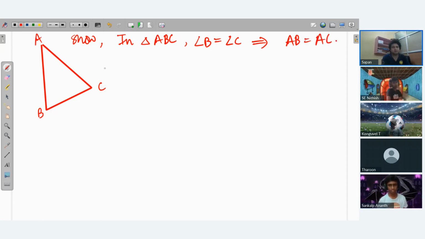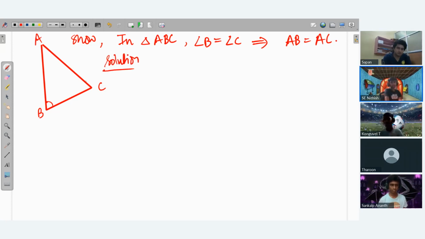Can you tell me how to show that AB is equal to AC? Yes, sir. We have to do the same thing that you did before. Prove they are congruent. Like a right angle triangle, as usual, we will drop a perpendicular line, where M is the midpoint of B and C. Prove they both are congruent. If they both are congruent, of course, both sides will be equal.